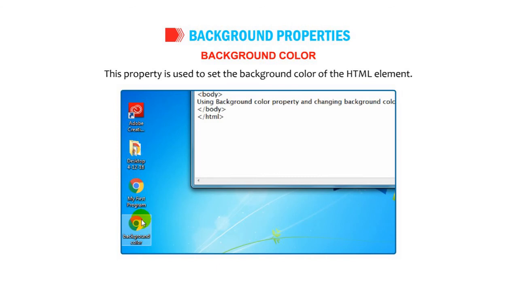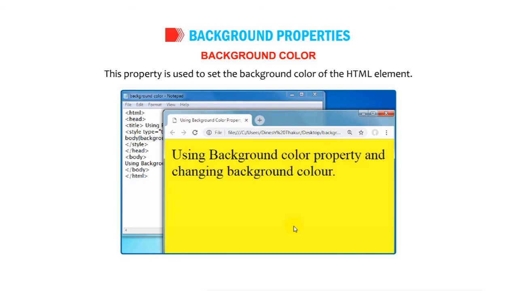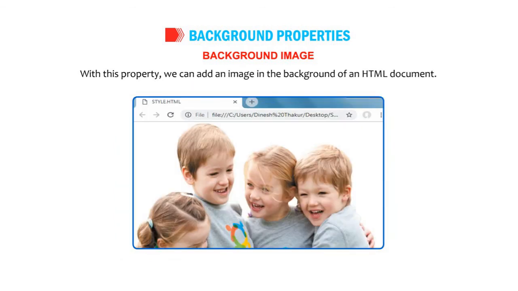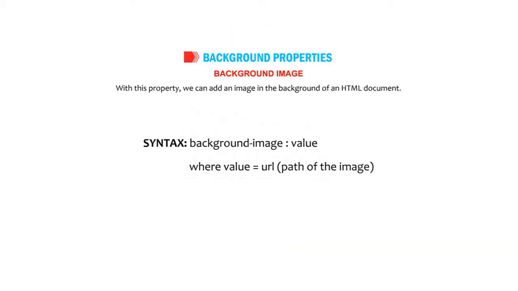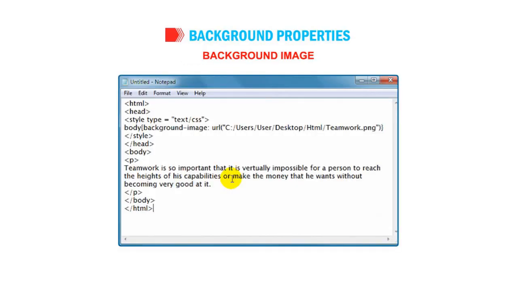Here you can see the output as the background color is set to yellow. Now let's see background image. With this property, we can add an image in the background of an HTML document. And the syntax is background-image: value, where value is equal to URL, that means path of the image. Let's see how to use it.